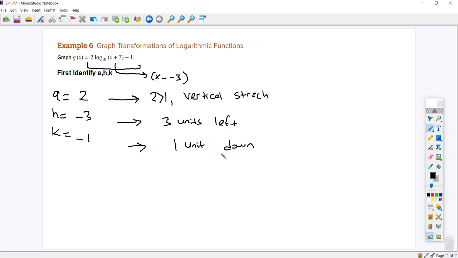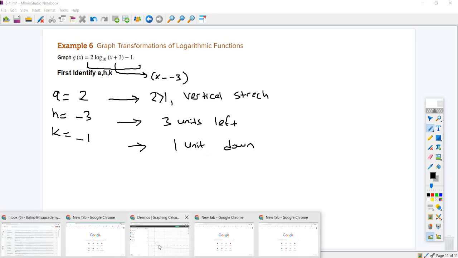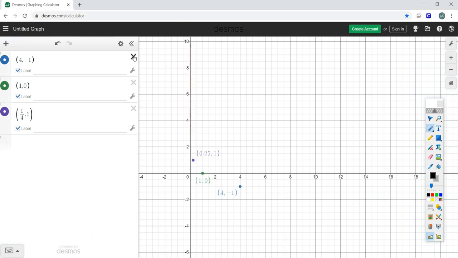We have 3 effects here. We shifted the function 3 units left. We stretched it. Now it is sharper. And we take it 1 unit down. Okay. These are the transformations. Let's see them on the graph calculator all together. So I will just put them in one by one. Okay. And let's see the changes.